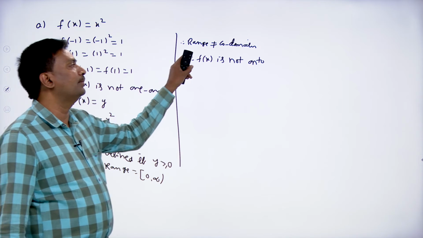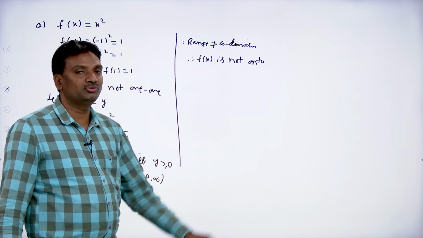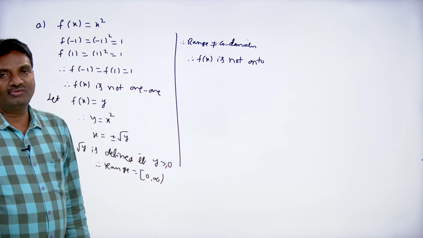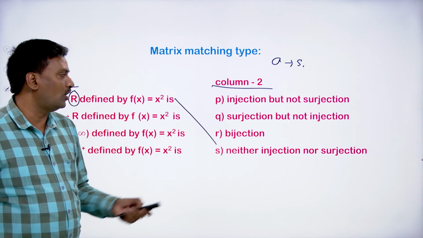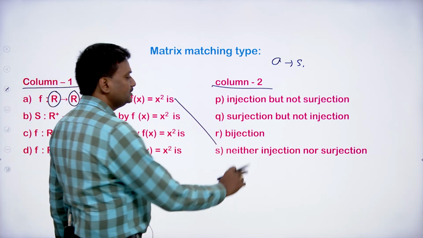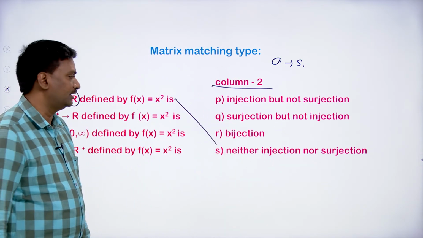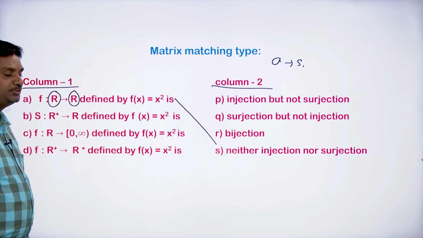But according to the problem, the codomain is capital R. So range not equal to codomain. So f of x is not onto. So f of x is neither 1-1 nor onto, or neither injection nor surjection. Injection is nothing but a 1-1 function. Surjection is nothing but an onto function. Next, take the second question. That is B.